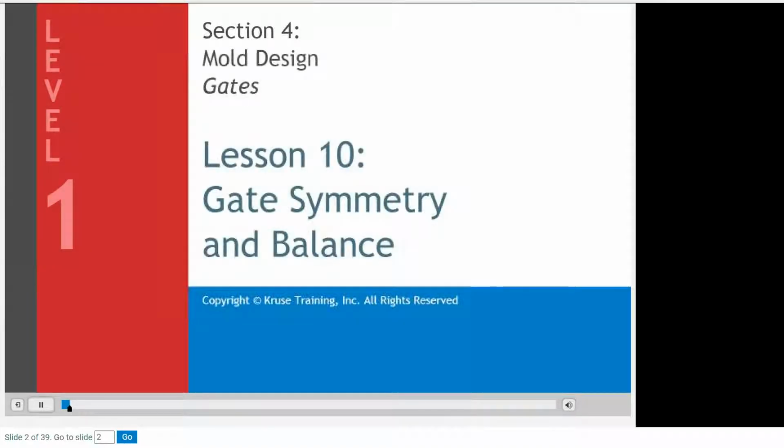Gate placement is an important aspect of mold design. Part quality will be directly affected by gate placement. And this lesson looks at how gate symmetry plays an important role in achieving high-quality molded parts.